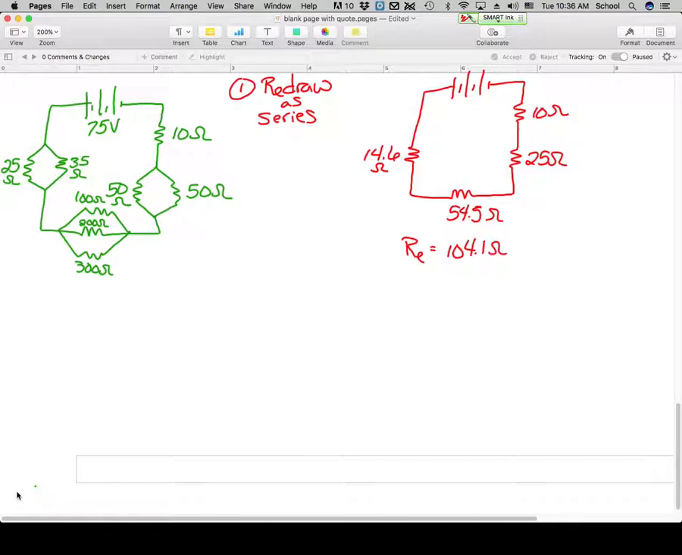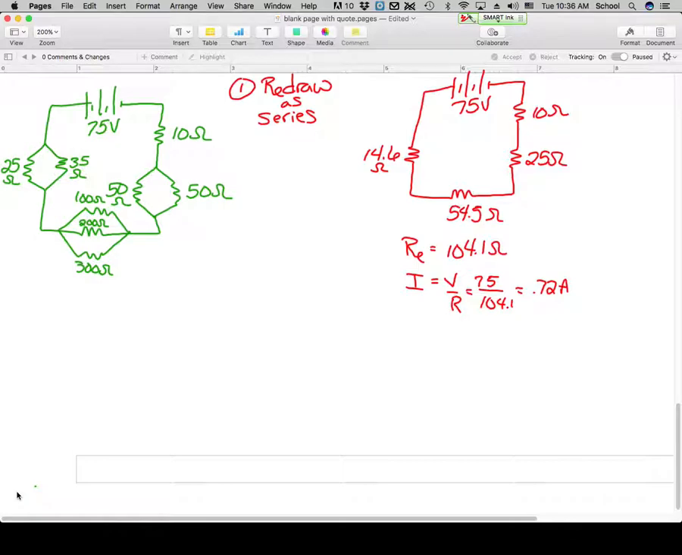Okay, so then we can find the current, right? I, of course, is equal to V over R. So we're just going to have our 75 volts over 104.1. We get 0.72 amps going through everything.